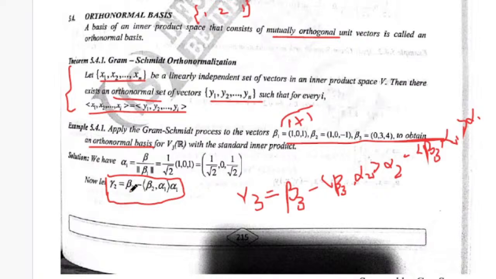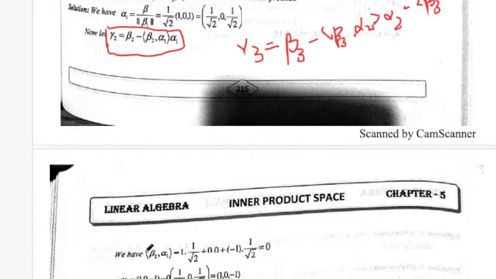So for gamma 2, it is beta 2 minus inner product of beta 2 and alpha 1 into alpha 1. Alpha 1 is this. Beta 2 is 1, 0, minus 1. So multiplying, 1 into 1 by root 2 plus 0 into 0 minus 1 into 1 by root 2. Corresponding elements we are multiplying, that is the dot product. So 1 by root 2 minus 1 by root 2 is nothing but 0. So beta 2 comma alpha 1 is 0.